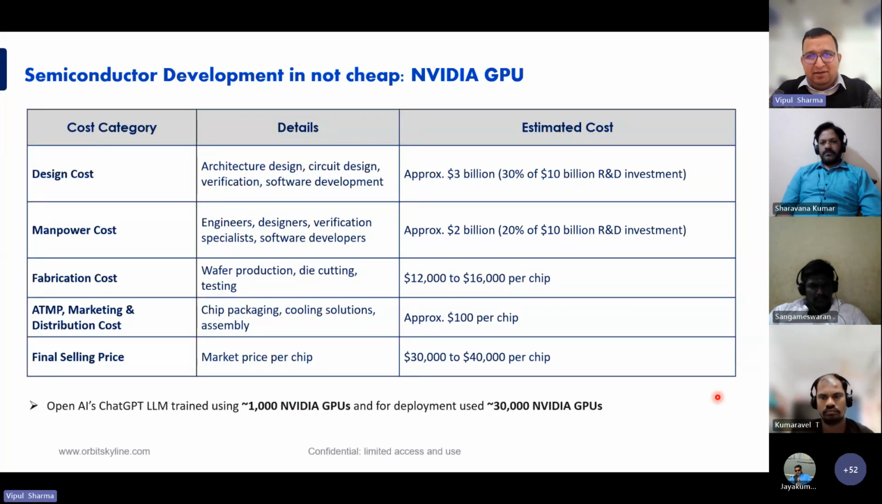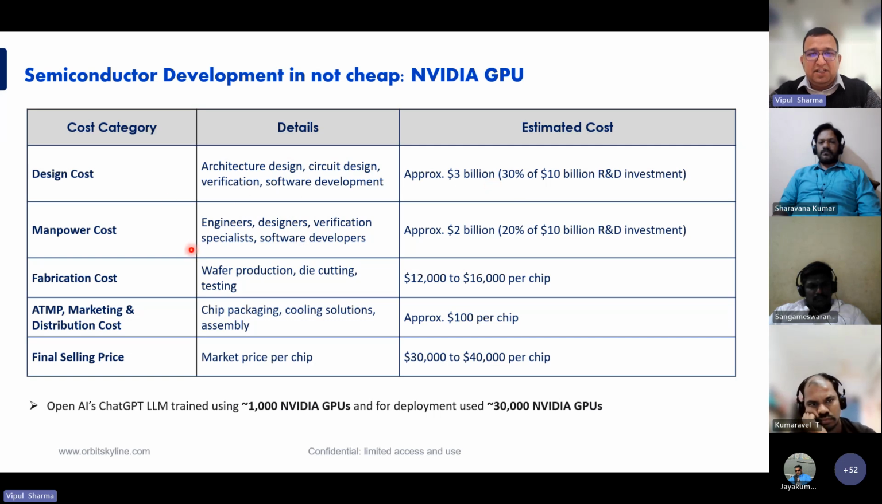Okay, so I have talked about all the beauty of semiconductors, all their benefits, and all the great things about it. But one important thing is it is not a cheap art or technology. So here I'm giving you an example of the NVIDIA GPU, state of the art GPUs, which everybody is talking about. It is in such high demand to build all the AI stuff. So the typical R&D development cost of an NVIDIA GPU is $10 billion, out of which approximately $3 billion is to design that GPU, or to do all the architecture design, circuit design, verification, software, all the activities related to the design. It is around $3 billion.